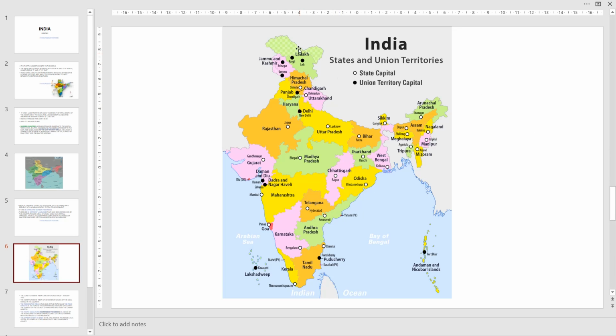Here if you see, earlier the whole state was called Jammu and Kashmir, but now it was separated, and Jammu and Kashmir and Ladakh are also now union territories, and these are the 28 states.